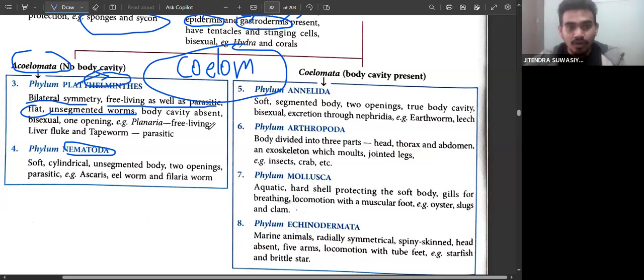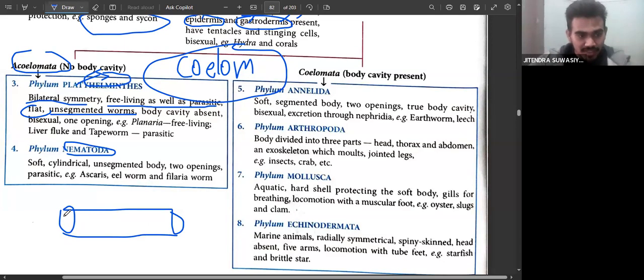Their body cavity is absent. If I talk about a coelom, in the coelomate the digestive system and the alimentary canal pass through the coelom. So we can say they are coelomata. But these platyhelminthes don't have a body cavity, so we can say they are acoelomata.